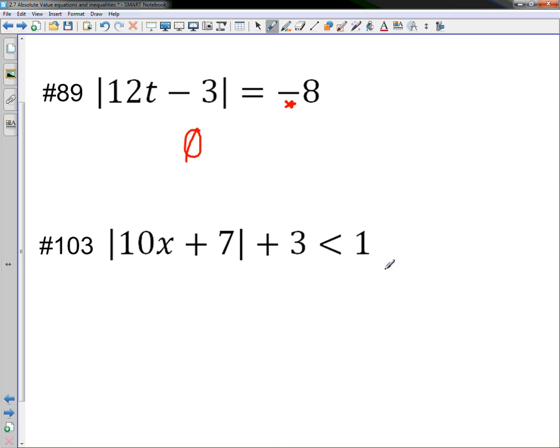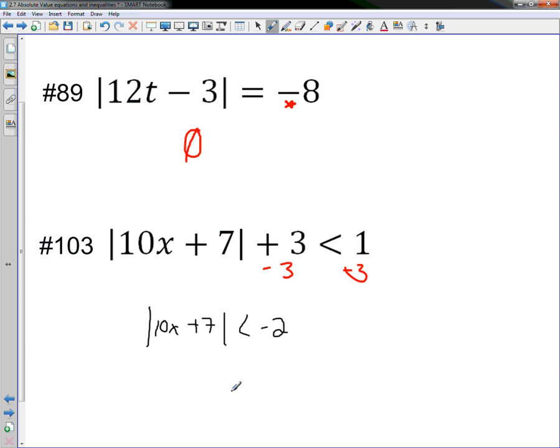We're dealing with an inequality. We have a plus 3, so let's go ahead and subtract that over first. And we have the absolute value of 10x plus 7 is less than -2. Okay, that was subtracting 3 over.